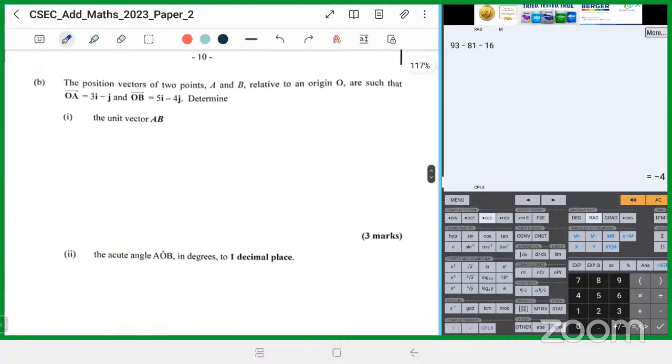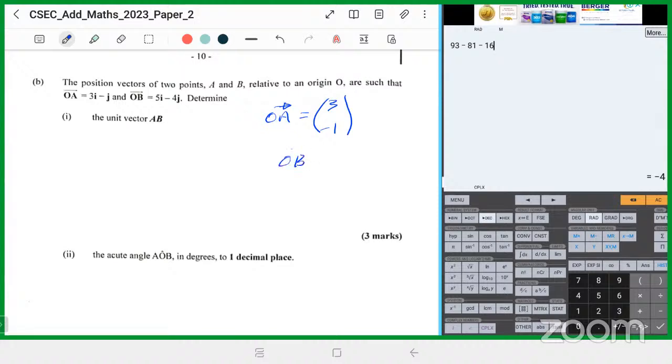This question is a vectors question. It says the position vectors of the points A and B relative to an origin O are such that OA is this vector. I like to do my vectors as column vectors, so I'm going to write OA as a column vector. It's easier to calculate. This is 3, negative 1. And my OB is going to be this vector, 5, negative 4. Those are my two vectors that were given.